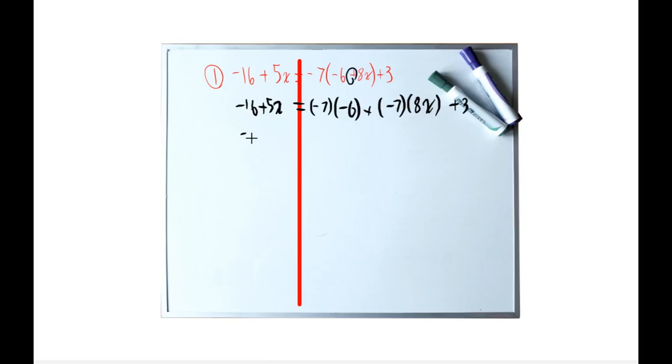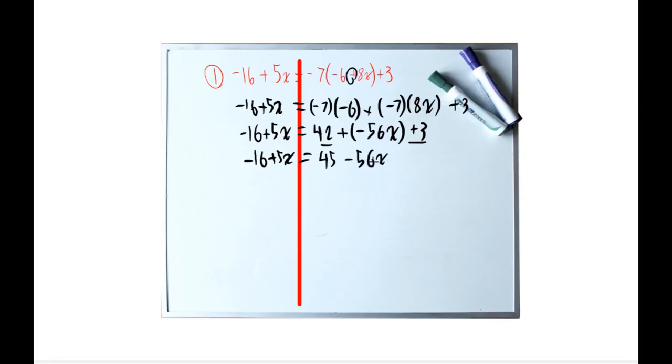So negative 16 plus 5x is equal to negative 7 times negative 6. Negative times negative is positive 42, plus, and then in parentheses, 8x times negative 7 is negative 56x, plus 3 on the tail. So now we got to combine these like terms to get negative 16 plus 5x is equal to 45 minus 56x.